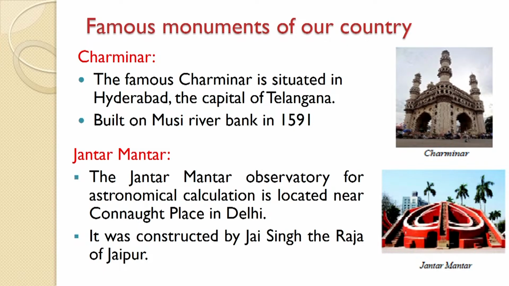Coming to the Jantar Mantar. Jantar Mantar is actually an astronomical observatory which is used for astronomical calculation. This Jantar Mantar is found near Connaught Place in Delhi. Apart from Delhi, this Jantar Mantar is also found in Varanasi, Mathura, Jaipur as well as Ujjain in Madhya Pradesh. This Jantar Mantar was built by Raja Jai Singh of Jaipur.